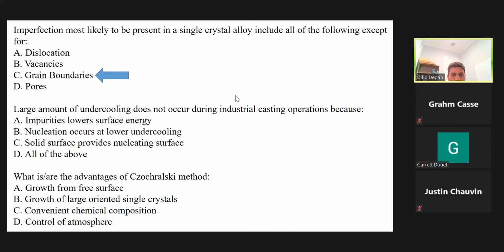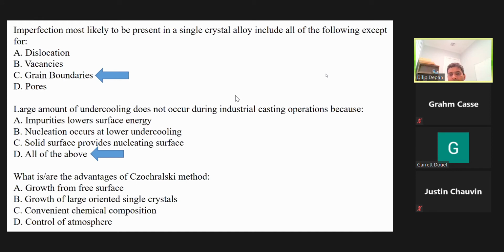Large amount of undercooling does not occur during industrial casting operations because impurities lower surface energy, nucleation occurs at lower undercooling. Was that D, all of the above? Yes, sir. Yes.